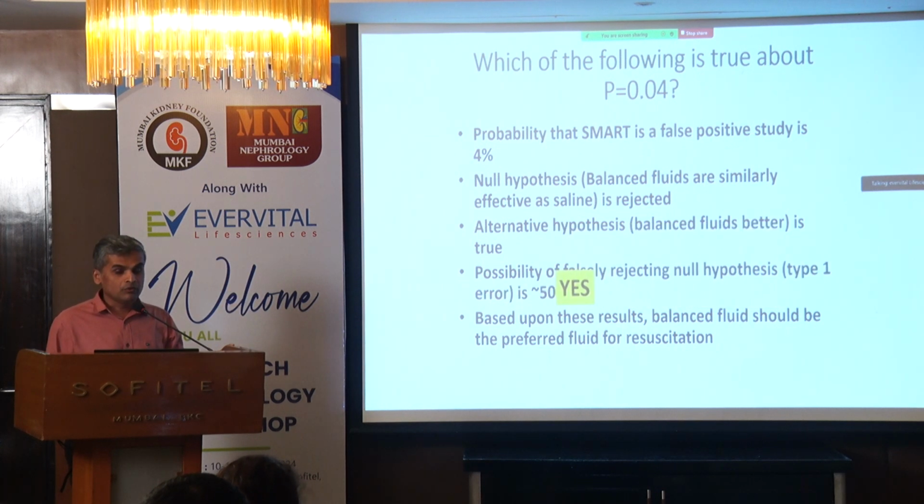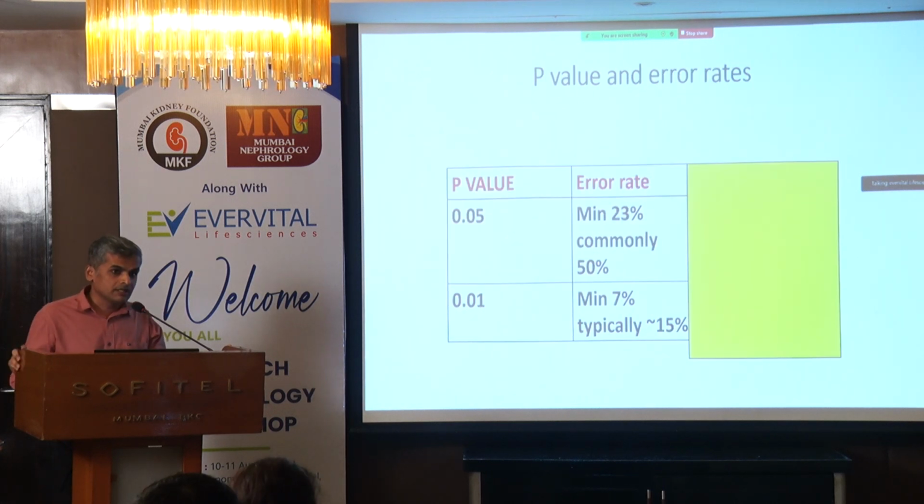You will be surprised to find that the possibility of falsely rejecting the null hypothesis in this instance of p-value 0.04 is almost 50%. We'll come to that. This was done by the Bayes method, and you can see here, if you have a 0.05 p-value, it is not 5%. You can have a minimum of 23% error rate and commonly 50%. With 0.01 it gets better, but still there is a significant chance of committing error, typically about 15%.